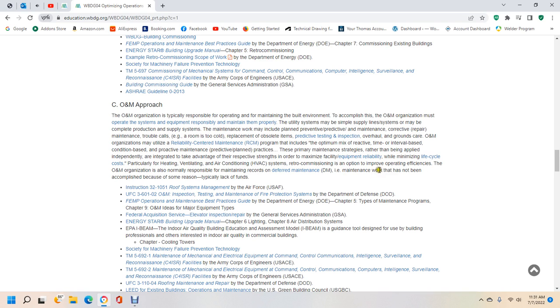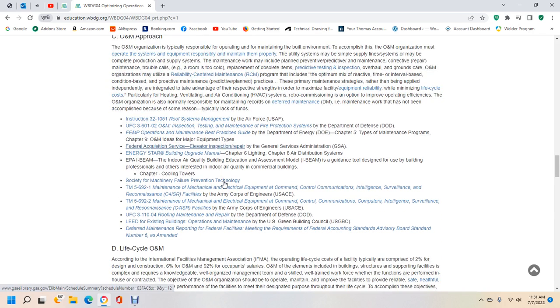Retro commissioning is an option to improve heating and efficiency for the operation and maintenance organization. Normally it is responsible for maintaining records of deferred maintenance, i.e. maintenance work that has not been accomplished, typically because of a lack of funds.